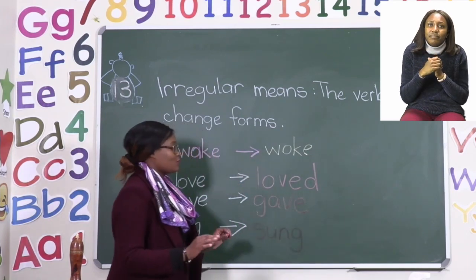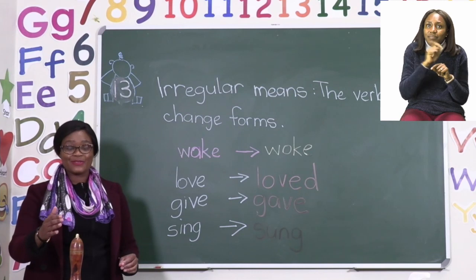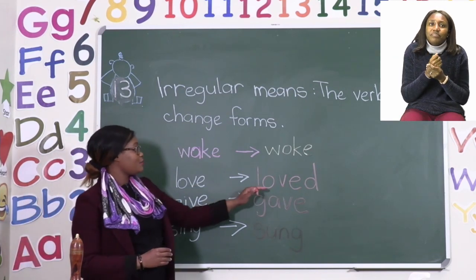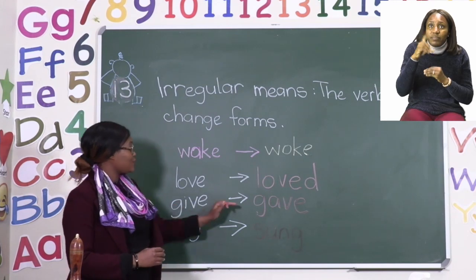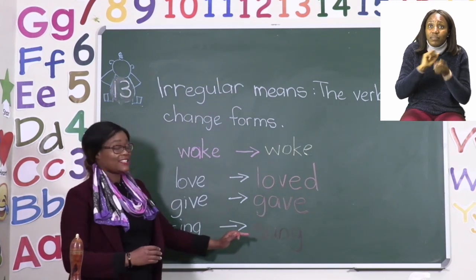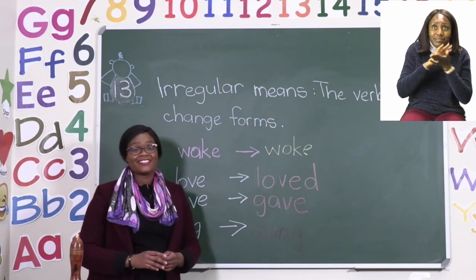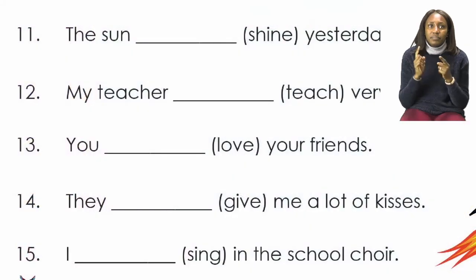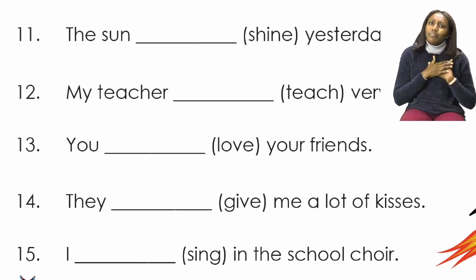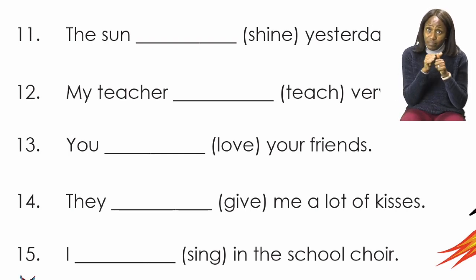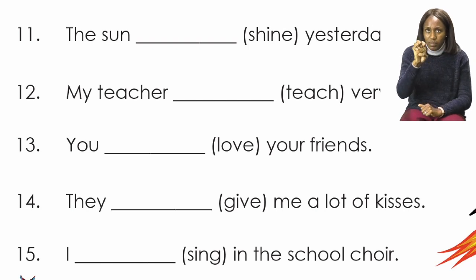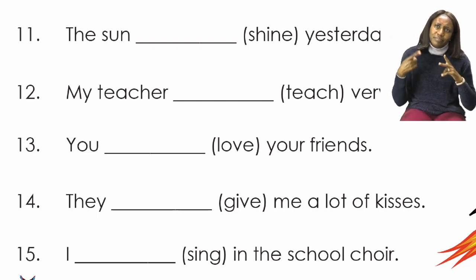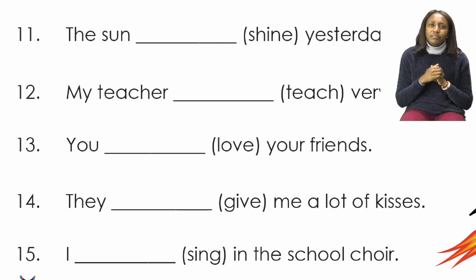Now let us try and put our new words into the sentences. We have love turning into loved, give turning into gave, sing turning into sung. Let's now take a look at our sentences and see if they make sense. The first one we're going to do is number 13. It says, you dash your friends. Remember, we changed the word love into loved. So we're going to say, you loved your friends. So use the one that we have put on the board.